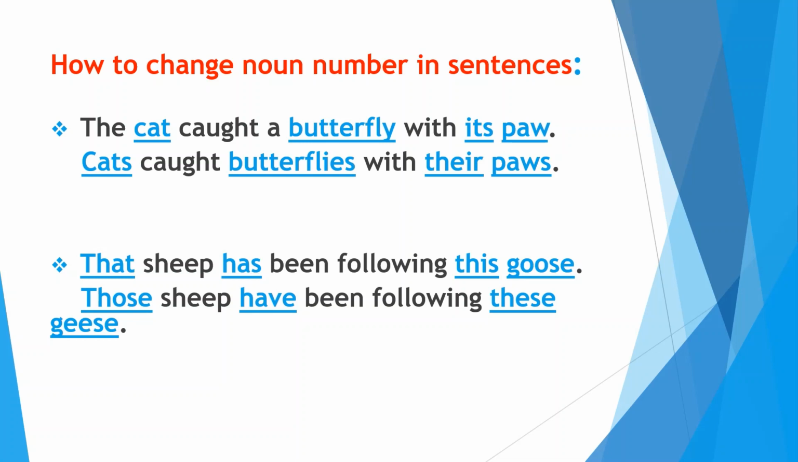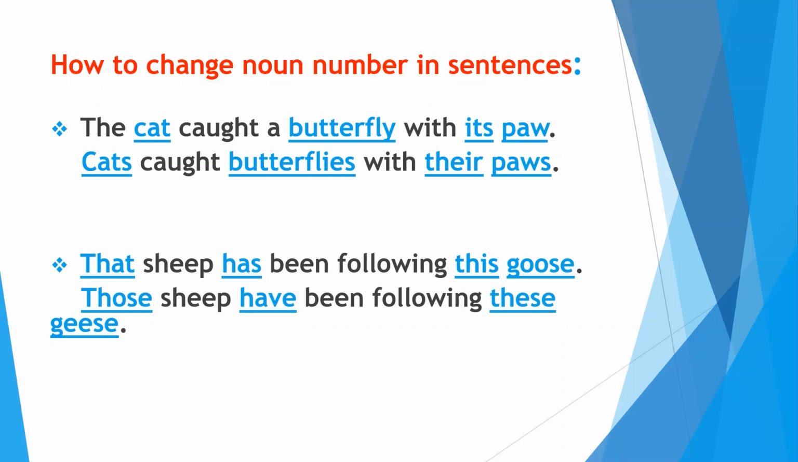Now see the next sentence. That sheep has been following this goose. Now in this sentence you can see the underlined words, that is that, has, this, goose. All these underlined words are changed into plural forms like this. So see the answer sentence. Those sheep have been following these geese.